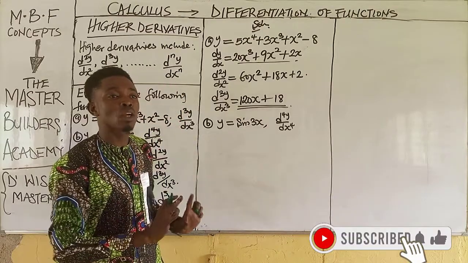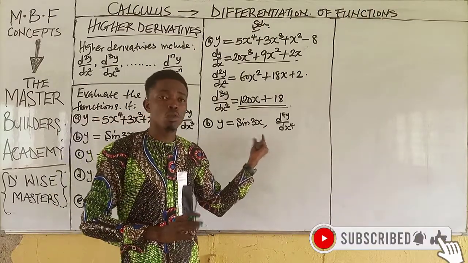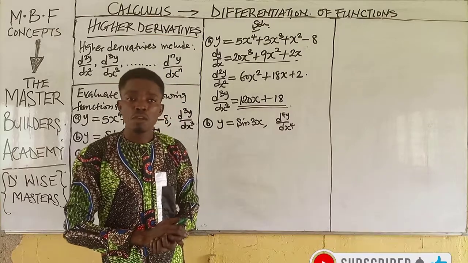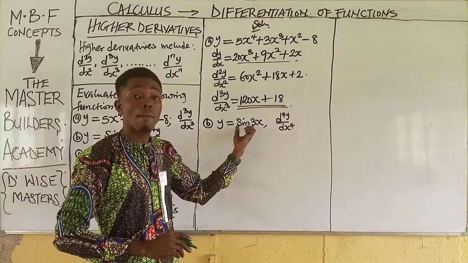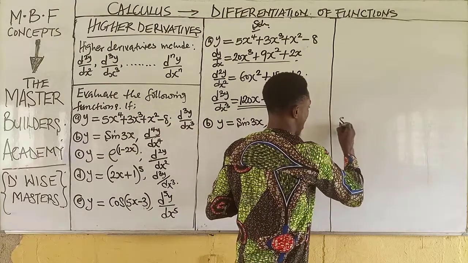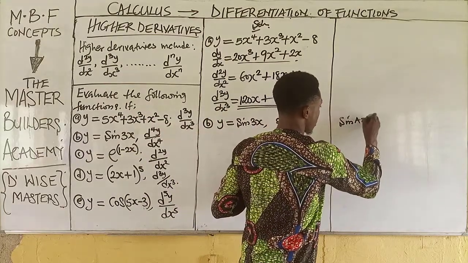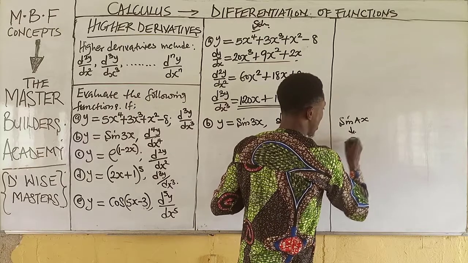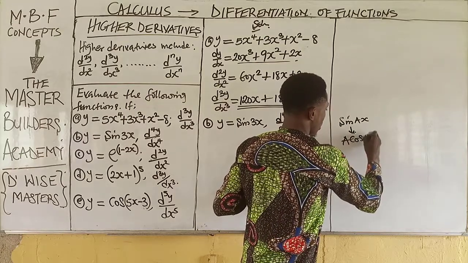And now the next thing we are quickly going to do is to identify what this function is. What type of function is this? Trig function, and it has a coefficient more than 1. And we recall that if we have sine ax, when we differentiate this, we have a cos ax.